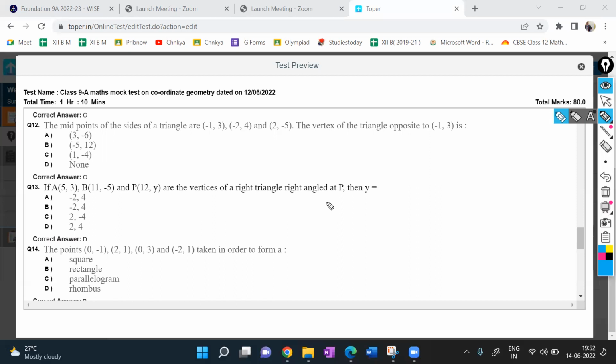Yes, tell me. The midpoints of the triangle. The vertex of the triangle opposite to this is what? Okay, this is a triangle. This is A, this is B, this is C. Midpoints of the triangle: let's say this is (-1, 3), this is (-2, 4), and this is (2, -5). The vertex of the triangle opposite to (-1, 3) is what?